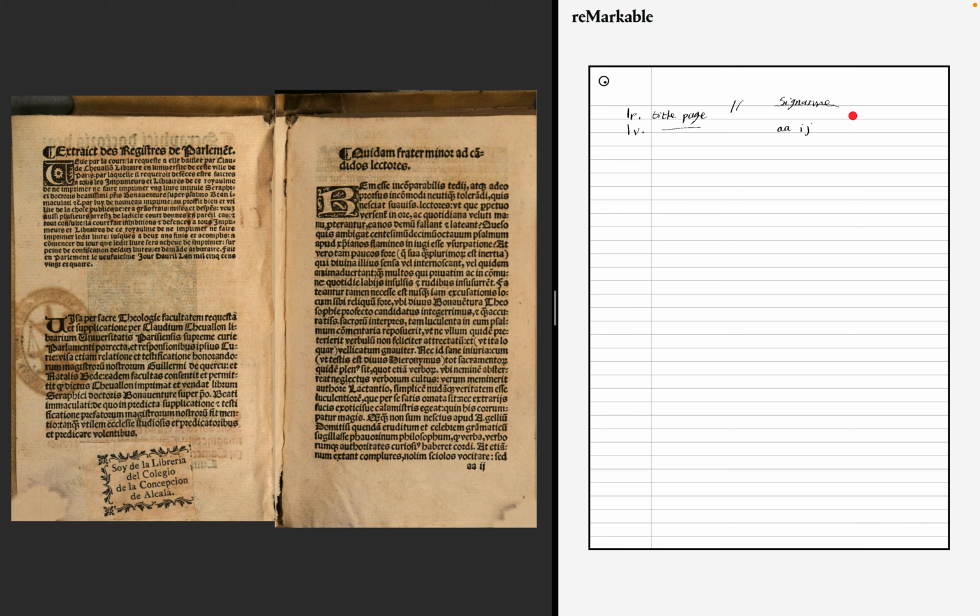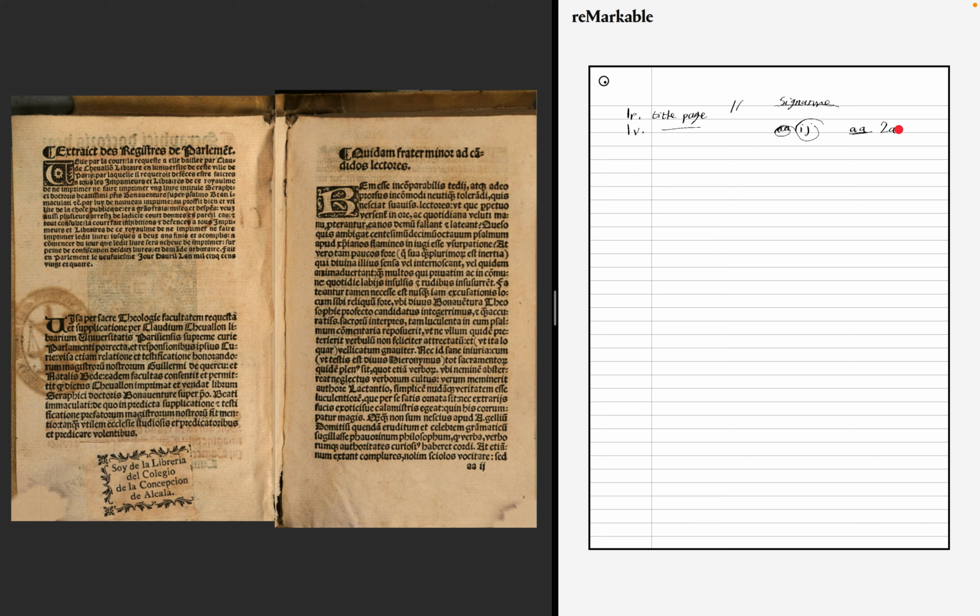What this means is that we're actually working with what's called signature AA, or it later gets abbreviated to 2A, but I like to just transcribe exactly what I see. So what this is saying is that this is the second leaf of the AA signature.